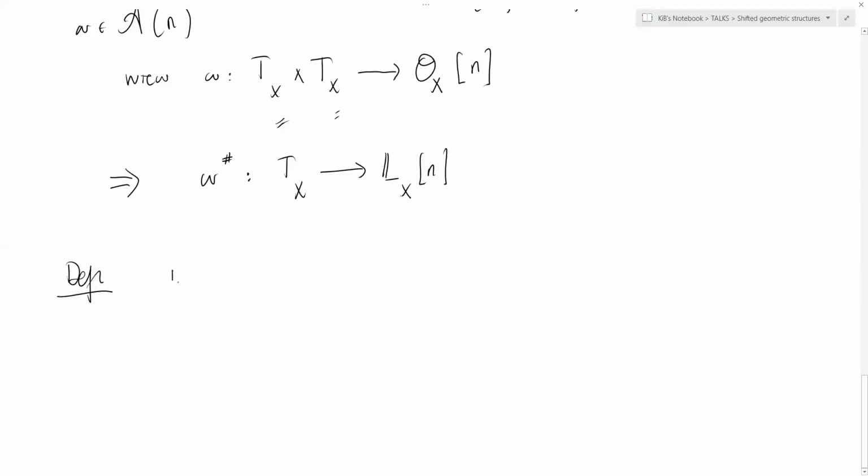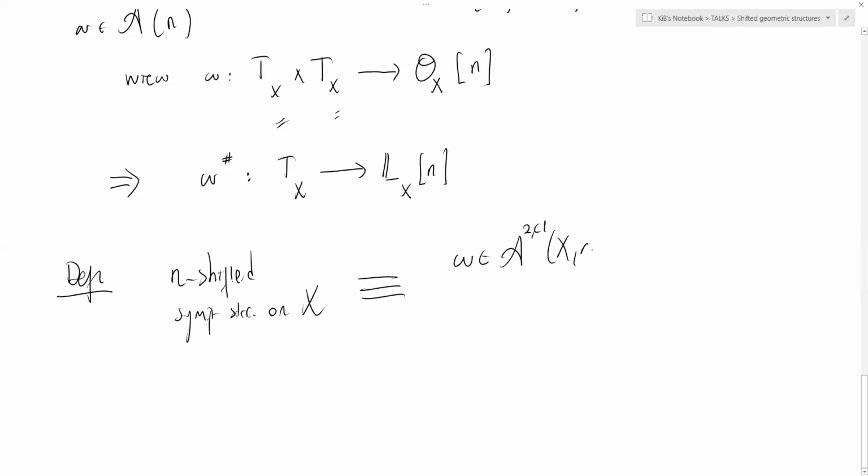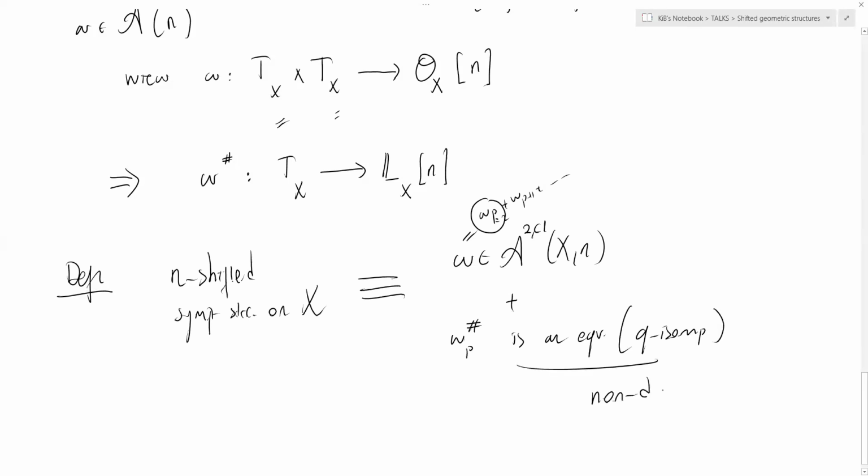n-shifted symplectic structure on X means actually you have, as in the classical setup, a closed 2 form of degree n. Of course, it has a leading term. Sorry, p is 2 here. So there is a leading term, and there is a map induced by the leading term here. And we want this induced map to be an equivalence. Okay? In this setup, it is just a quasi-isomorphism. And this condition is called non-degeneracy.